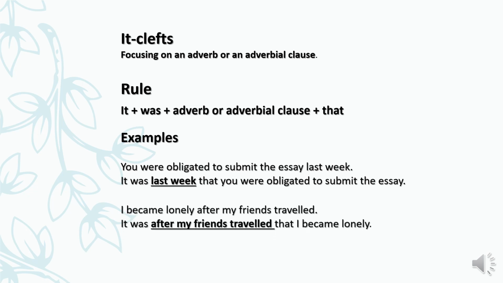The second example is to focus attention on an adverbial clause. I became lonely after my friends traveled. Here in this example, the adverbial clause is after my friends traveled. So the answer will be, it was after my friends traveled that I became lonely.